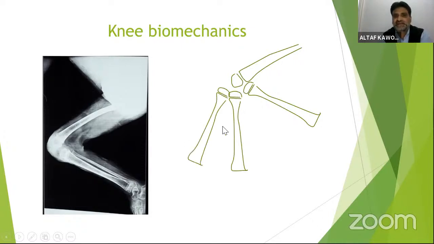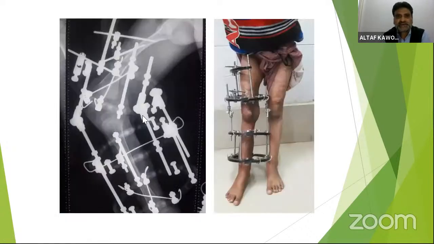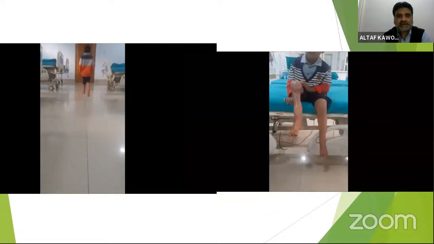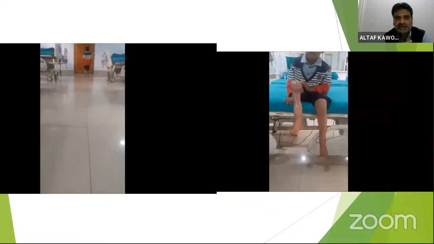So this would be the next stage. And finally, this would be the final stage. So you have created at the same time the joint space as well as the correction. So how we went about this? Again, this is the construct and this is the posterior motor unit where you're gonna turn. And this is after you have straightened it, you have corrected it. Then once you correct it, you got to maintain it. So this is the lovely post-op.